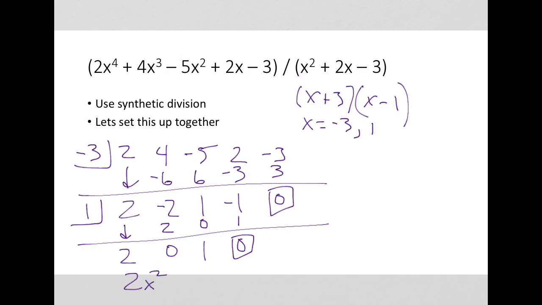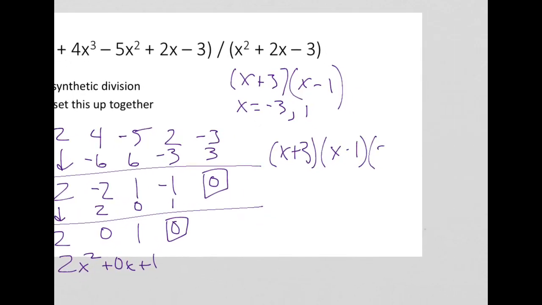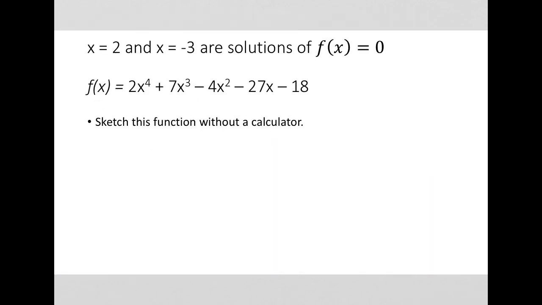We get 2x squared plus 0x plus 1. So this can be factored as x plus 3 times x minus 1 times 2x squared plus 1. And that's as far as I can factor that today. After tomorrow, we will be able to factor that completely using complex numbers. Cool. So, let's look at this last one.